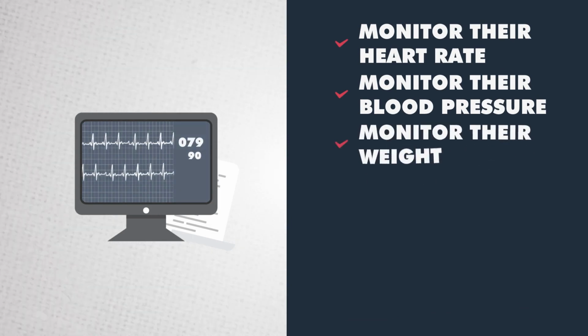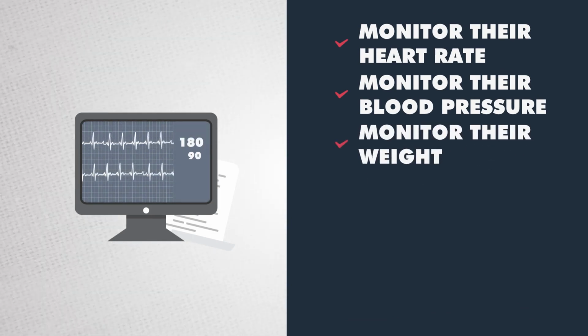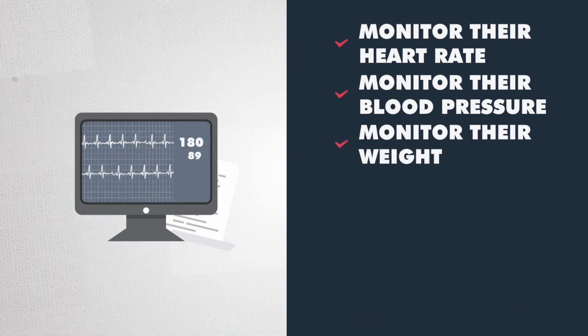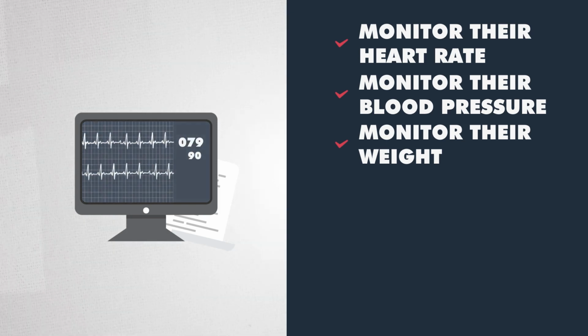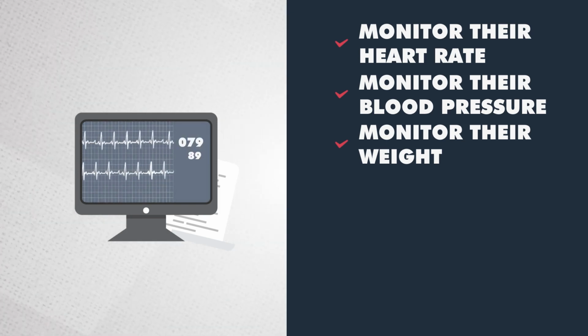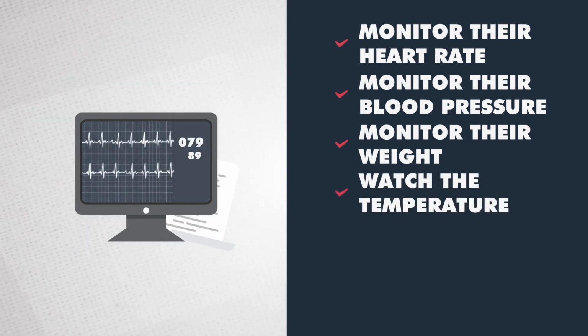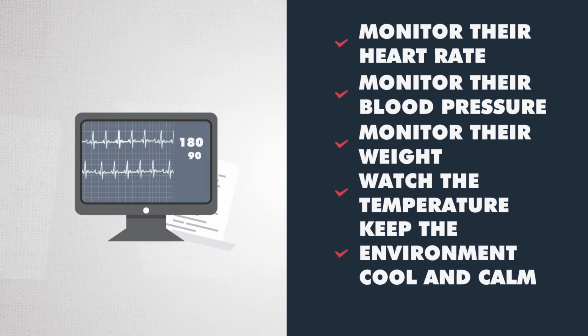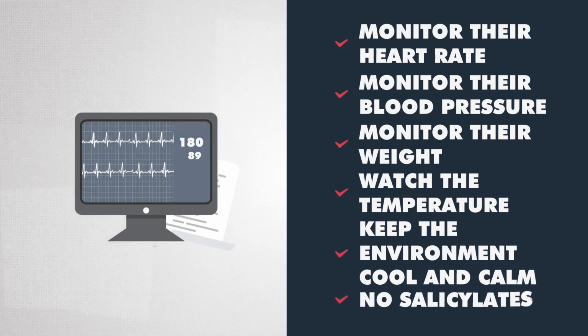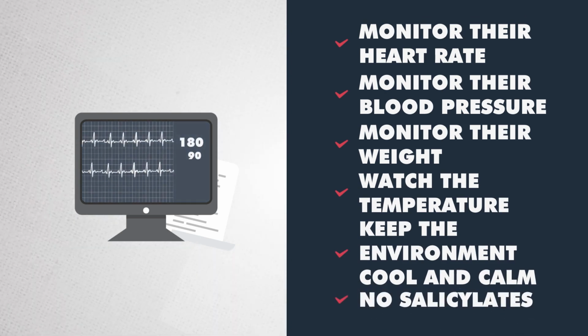Monitor their weight as they burn calories quickly. Make sure they eat a high-calorie diet and avoid iodine-rich food like seafood and dairy products, as it can cause an adverse effect in Graves' disease. Watch the temperature, and possible cooling measures may be needed. Keep the environment cool and calm due to heat intolerance. And no salicylates. These increase thyroid hormone, so also avoid aspirin.